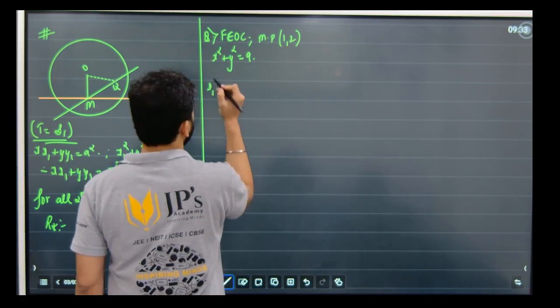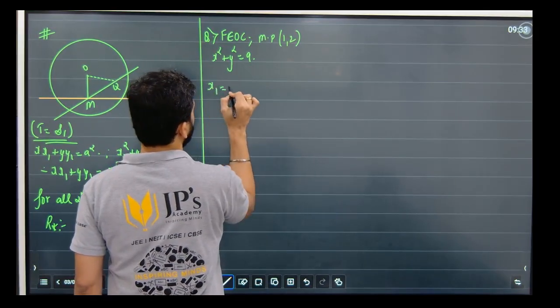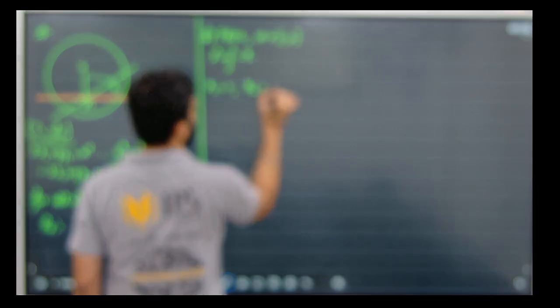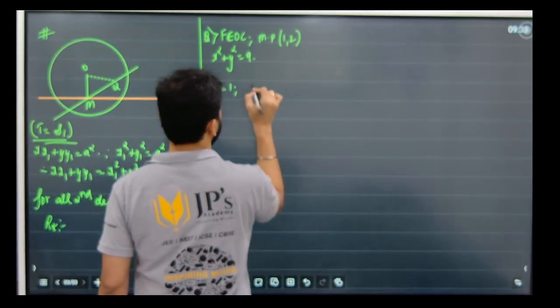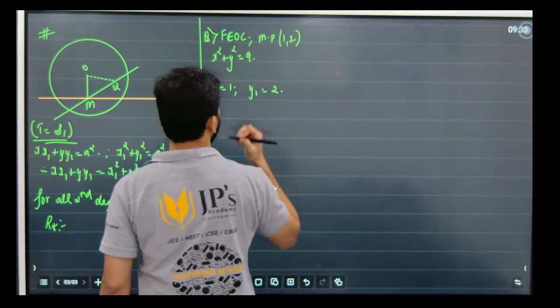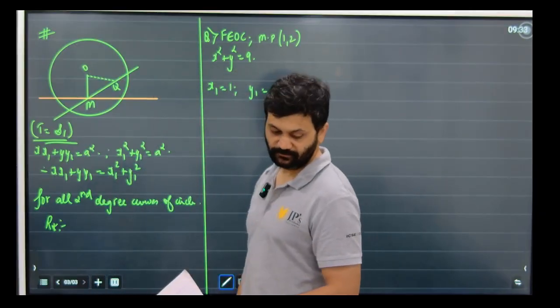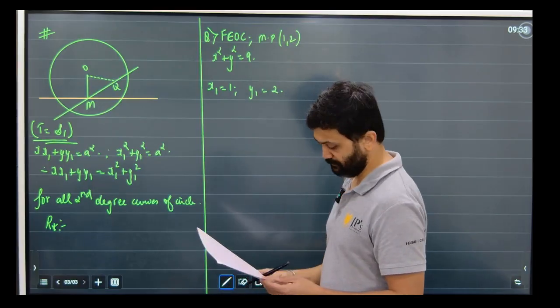I'll take x1 is equal to 1, and I will take y1 is equal to 2. So I've got x1 is equal to 1 and y1 is equal to 2.